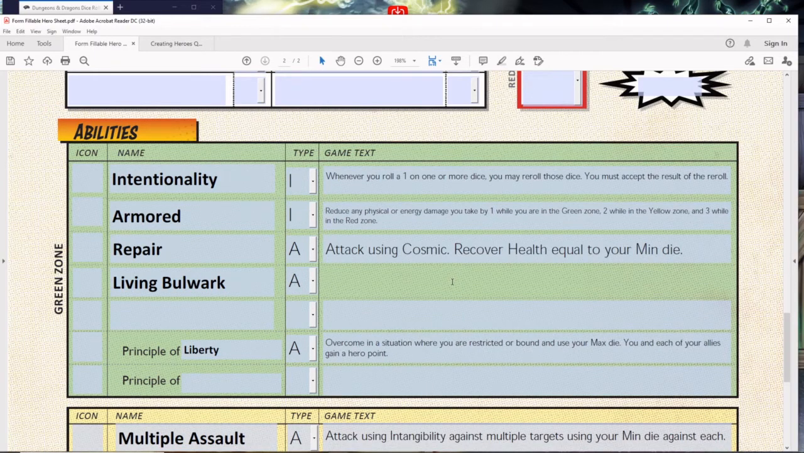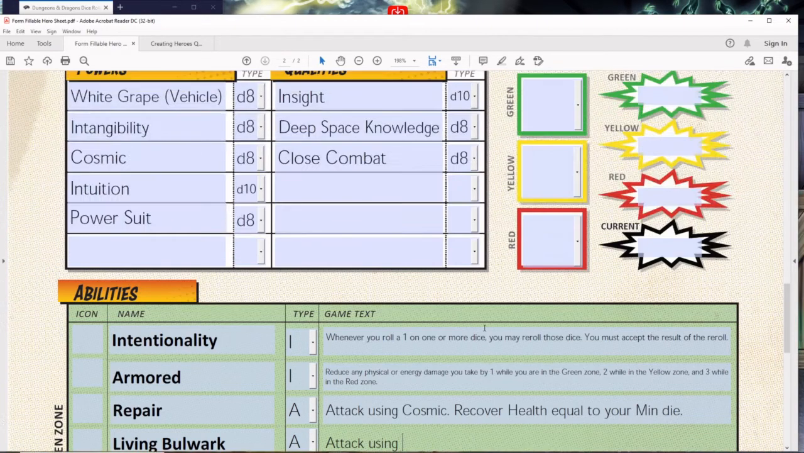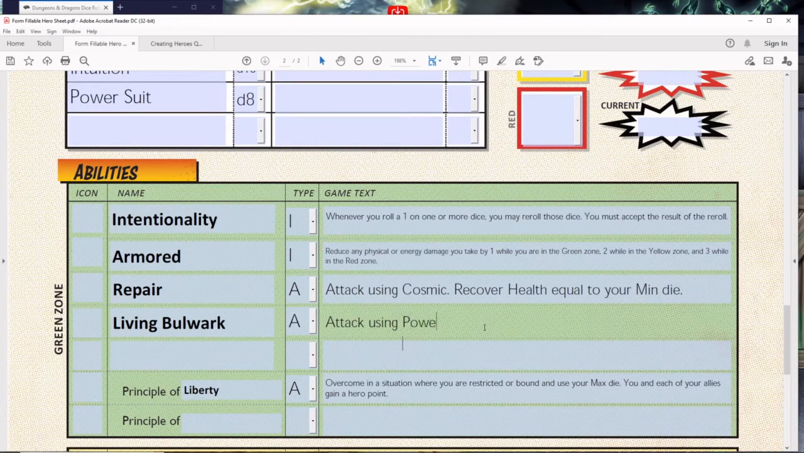So, Living Bulwark. Now, Living Bulwark uses power, which means you have to choose a power, not a quality. There's another one here that says attack using power quality, which means you would choose either a power or a quality to power that thing. I am probably going to be taking that later. Okay. Attack using... we're going to call it power suit.